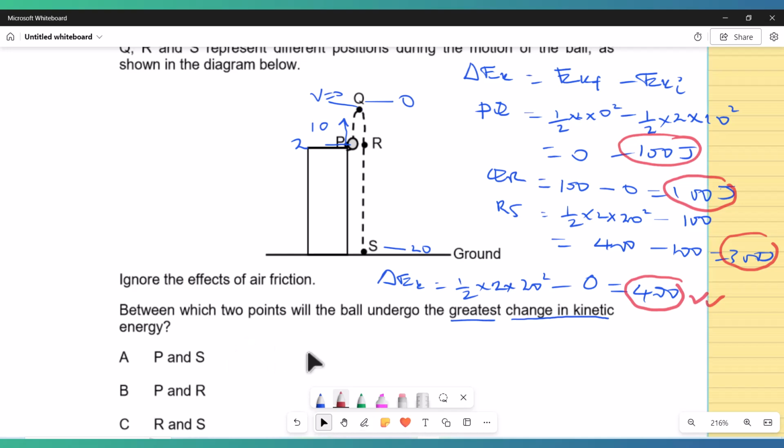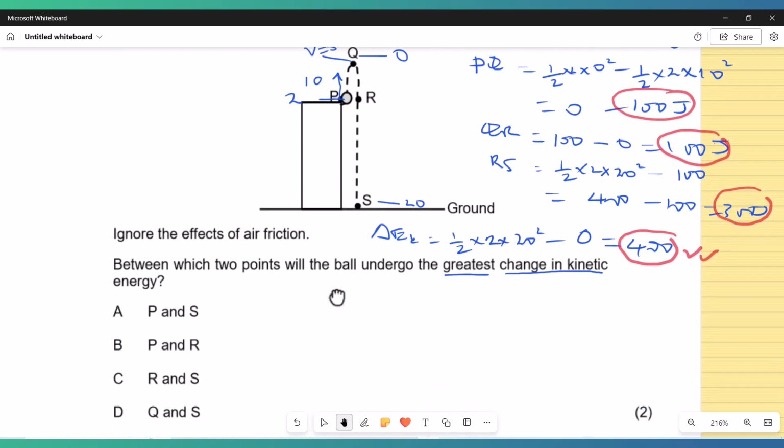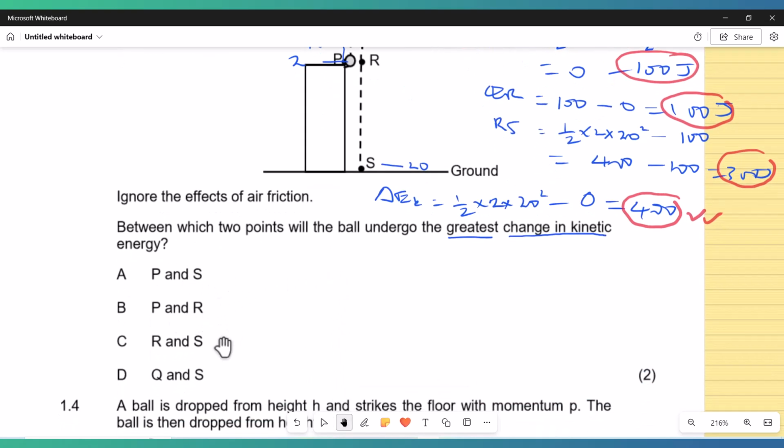So do we have it here? By the way, these options are PS, PR, RS, and QS. So the answer is D. I hope it will make sense to you. The answer is D here.